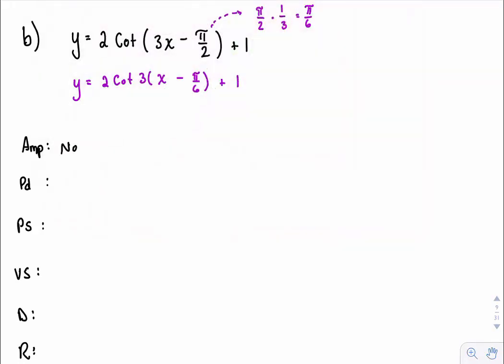There is no amplitude. I thought I changed colors there. Okay. All right, so you have no amplitude, so you just put none. Your range is all real numbers, so those are already filled in for you. All right, next up, your period.